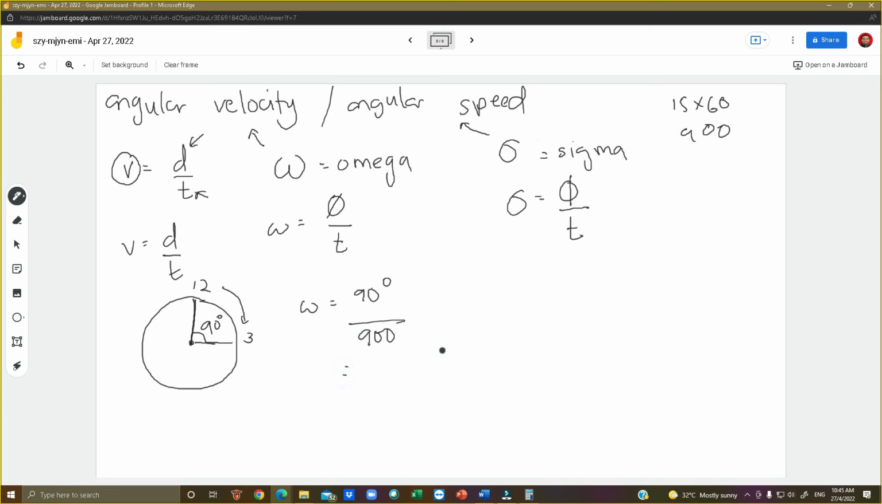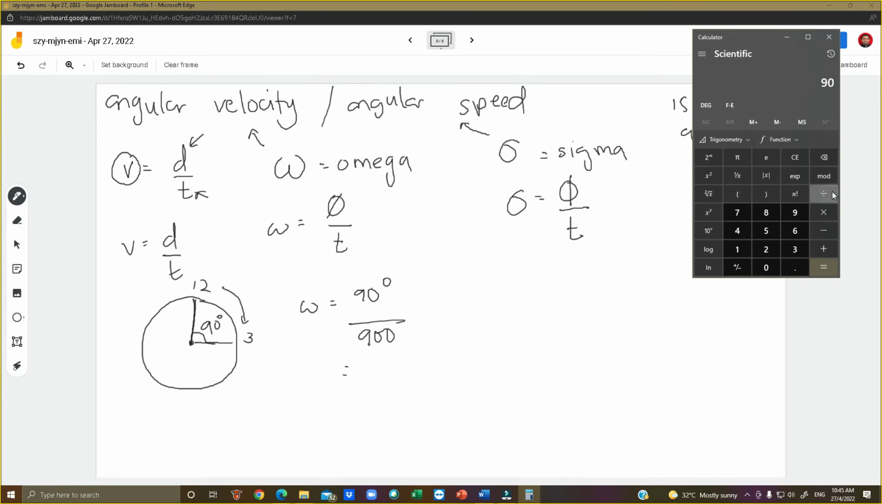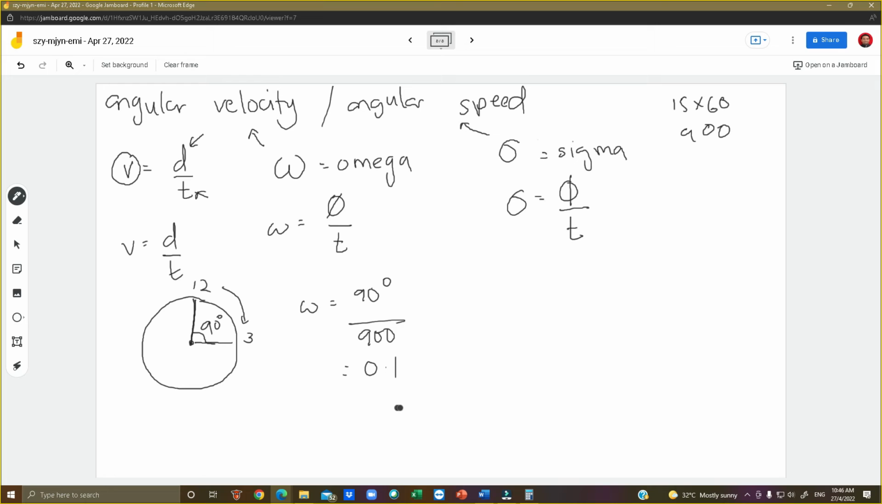Berapa kita dapat? 90 bagi 900. 0.1, betul tak? Sir, boleh tekan kalkulator macam biasa walaupun dia in degree? Boleh. Sekejap lagi saya bagi tahu kenapa. 90 bagi 900. 0.1 kan? 0.1. Okay, now the unit. If you go like this, unit dia ialah dalam degree per second. Tu kalau unit dia. Okay, degree per second.